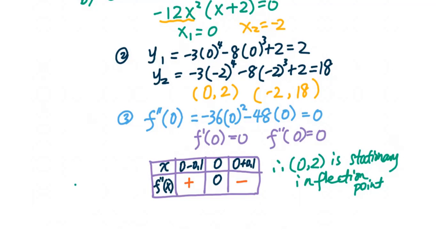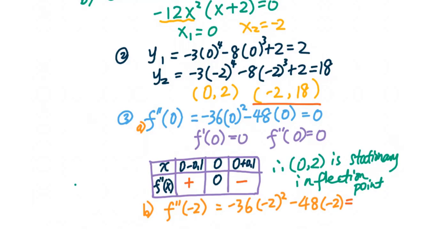Now let's check this point now. Let's label this as A. Now let's check f double prime of negative 2. That equals negative 48, which is less than 0, which means it's concave down. So this (negative 2, 18) is a local maximum.